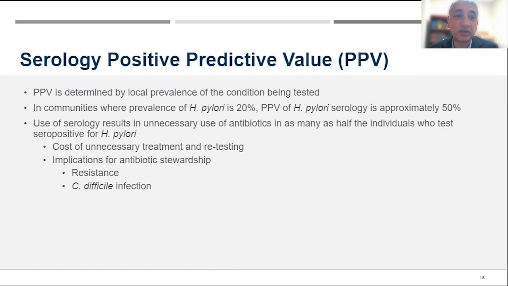So if we are treating individuals based on a positive serology in low prevalence populations, we are treating as many people who do not have the infection as we are treating individuals who have the infection. And about half the people that we're treating did not need the treatment. So there's inappropriate use of antibiotics, the costs associated with that, increased resistance that is associated with inappropriate antibiotic use, and the increase in iatrogenic or nosocomial infections like C. difficile.